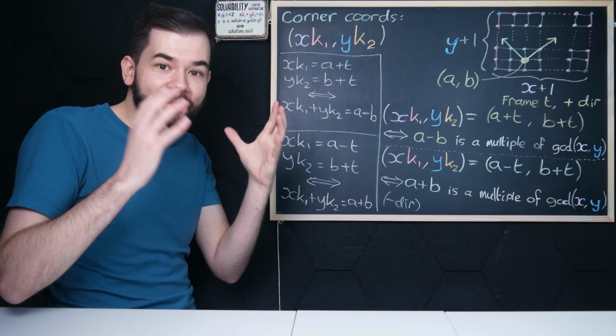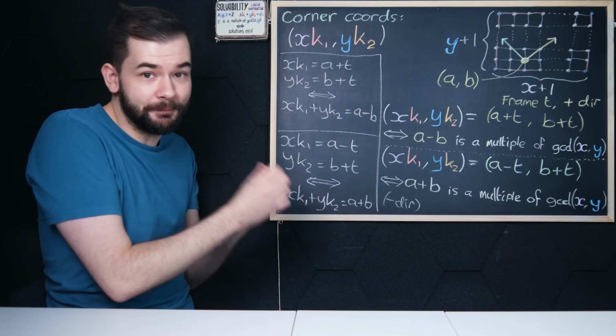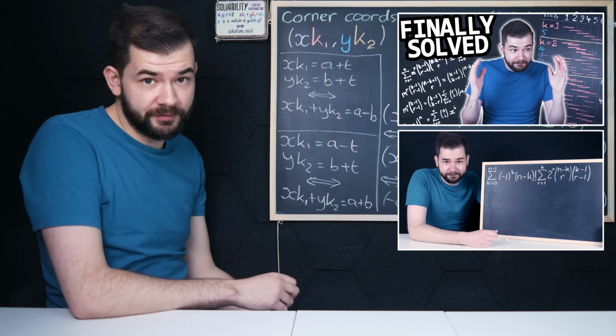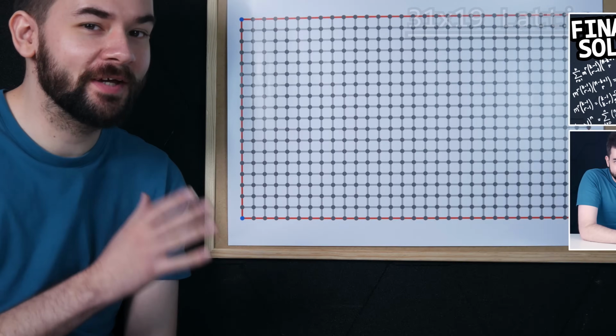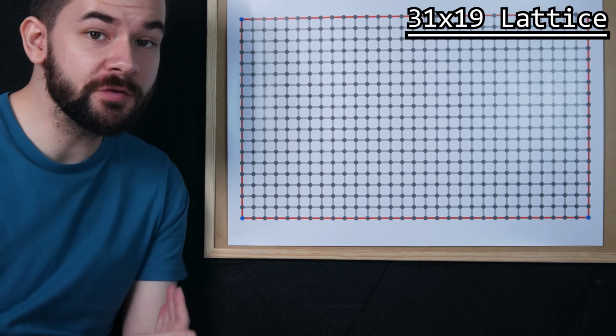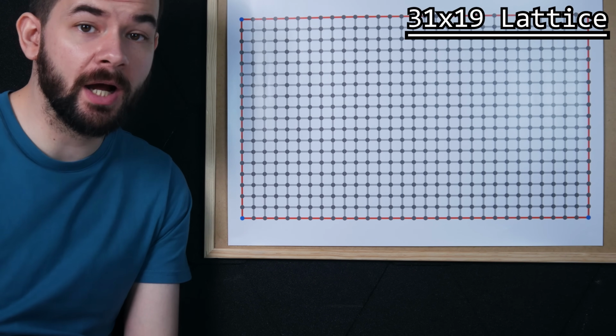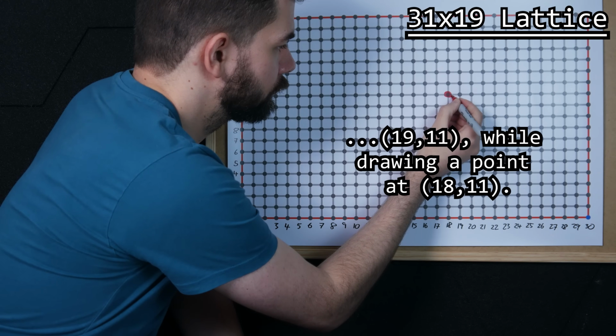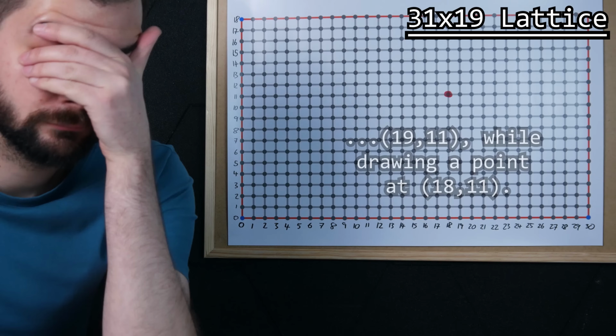Oh, it's so cool. I love that it actually turns out to be quite a simple rule, unlike some problems I've solved on this channel. Why not test your skill here? We have a 31 by 19 array, and we start at 19, 11.